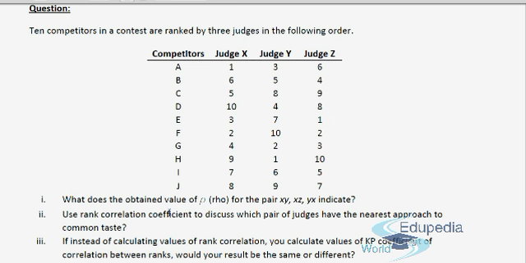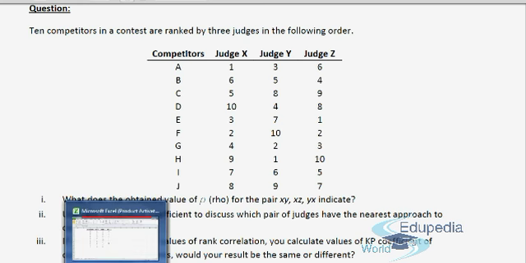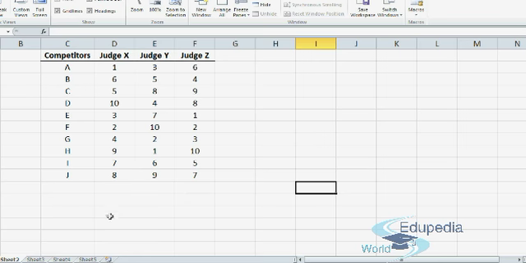Further, you need to tell which pair of judges have the nearest approach to common taste. And also, you need to check whether the Karl Pearson's coefficient of correlation are the same as that of Spearman's rank correlation, or are they different. So let's take the questions one by one and solve them.